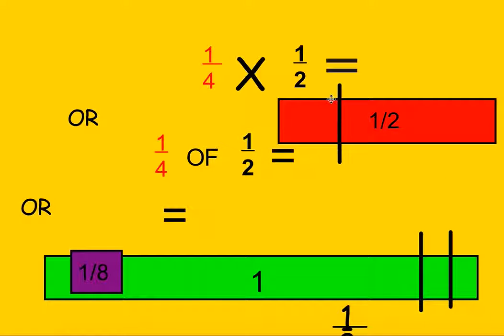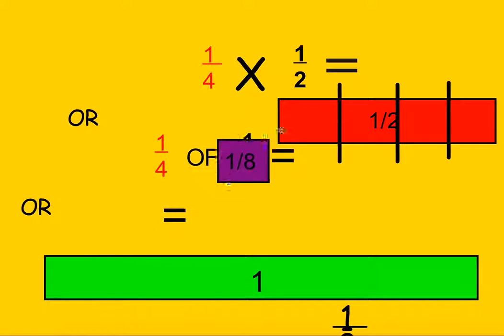So in order to do that, I need to cut this into 4 equal pieces. I'll do my best here. All right, so I have 4 equal pieces. Now, I want 1/4 of that. Well, 1/4 of that is this piece right here, which ends up being 1/8 of the whole thing.